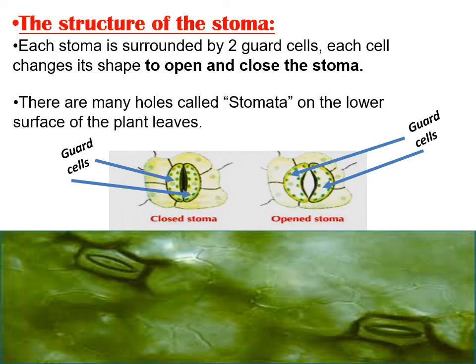Note that the number of stomata located on the lower surface of the leaves is more than those located on the upper surface. So this means that the plant can lose a higher amount of water vapor from the lower surface of leaves than the amount lost from the upper surface. And this is due to the presence of a higher number of stomata in the lower surface than the upper surface.